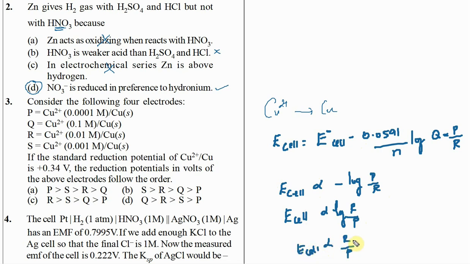So my reactant has to be very high, product has to be low. So where do we have this? This one. So my Q is better than my R, better than my S, better than my P. So it is delta.